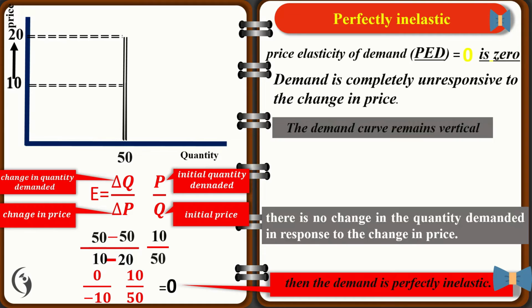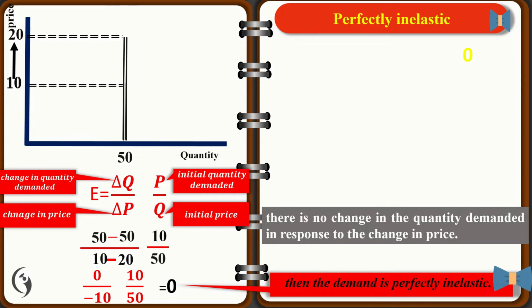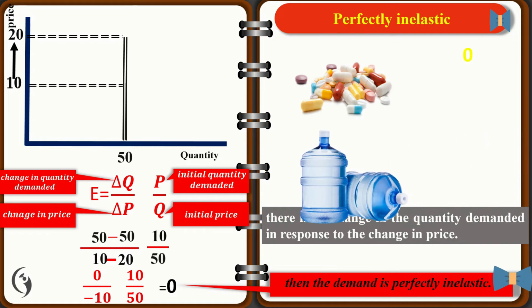So it means the demand curve remains vertical, that there is no change in quantity demanded in response to changes in price. For example, medicine. If the price is increased, we will not reduce the quantity demanded of medicine, which is very necessary and essential to our health. And most probably water. If the price is increased, we can't reduce the quantity demanded of water.